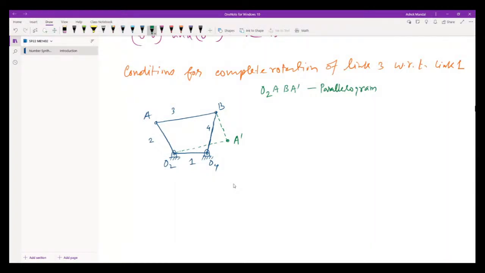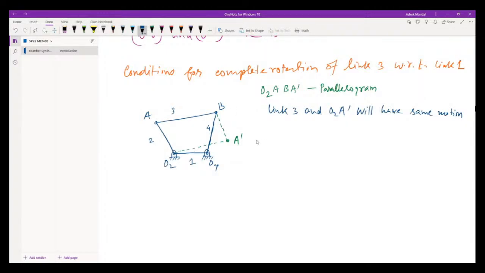Now at this position, suppose you rotate 2 or rotate 4, whatever motion you give, these links will have similar motion. So link 3 and O2A dash will have the same motion, is it not? From this parallelogram, it has to always maintain the parallelogram, right?